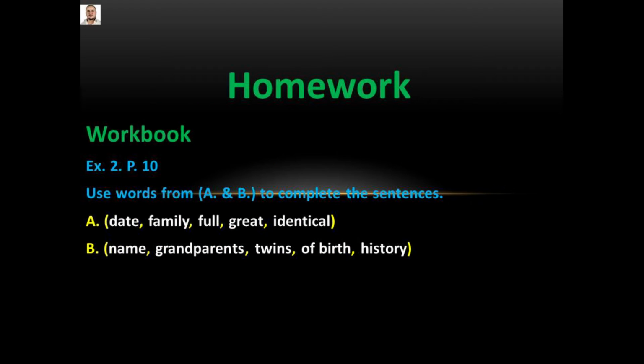Homework. In your workbooks, exercise 2, page 10. Use words from A and B to complete the sentences. A. Date, family, full, grade, identical. B. Name, grandparents, twins, of birth, history. That means we take the first word from A and the second word from B. You will see in the examples which is done for you.